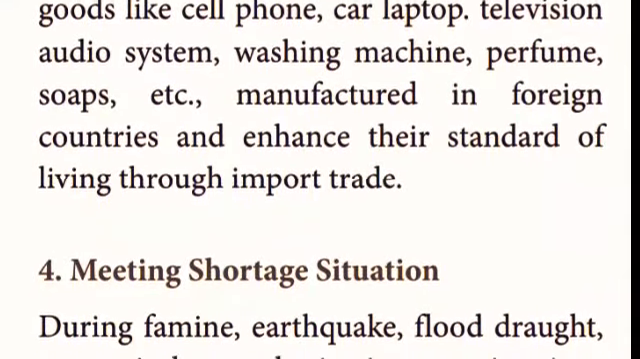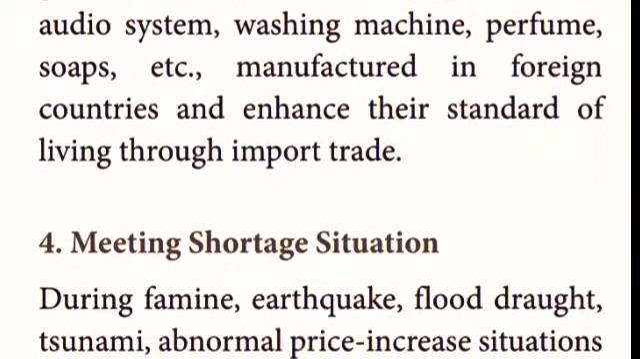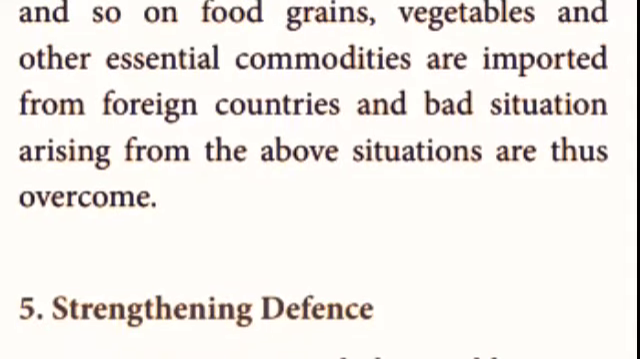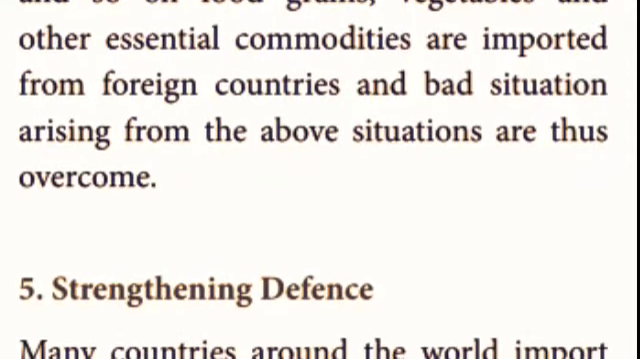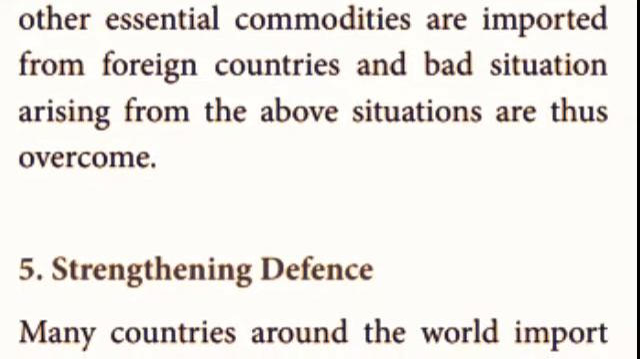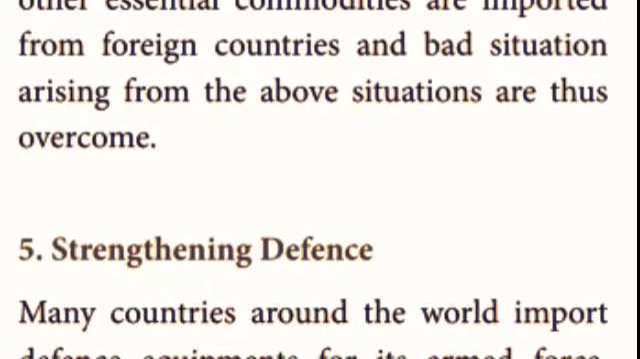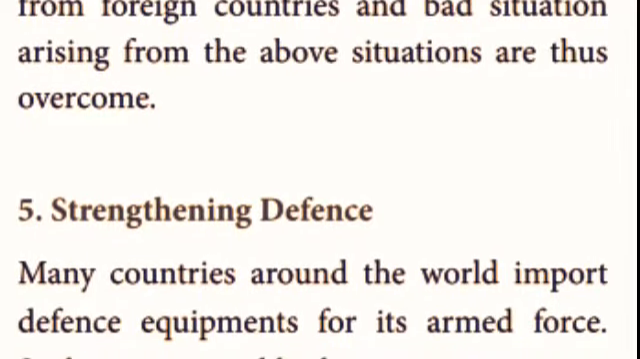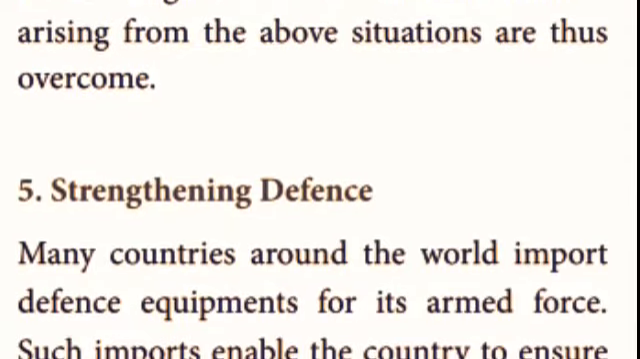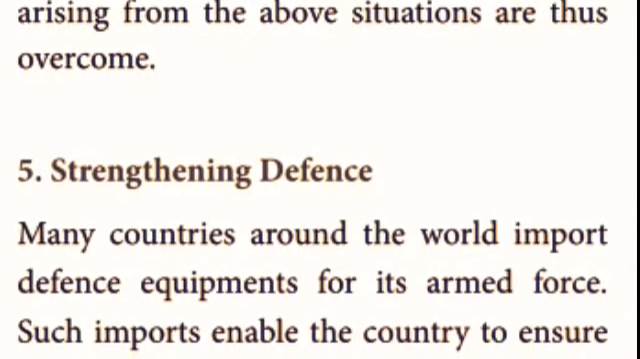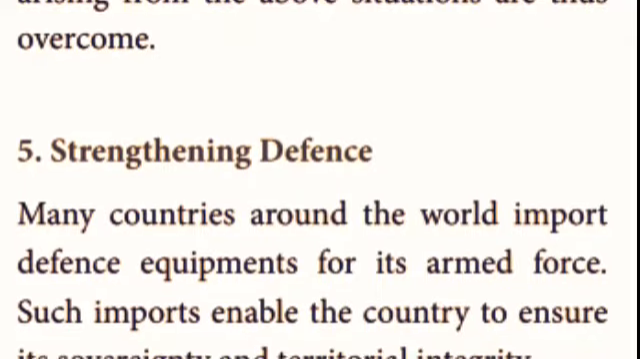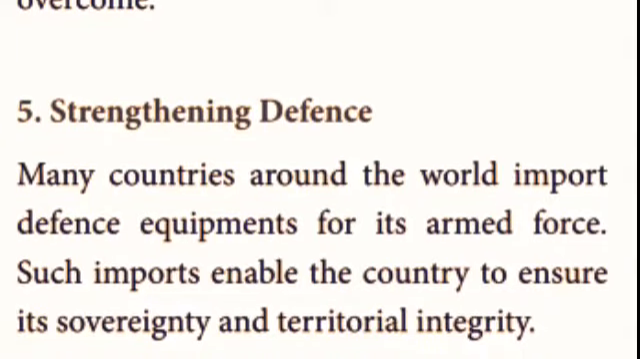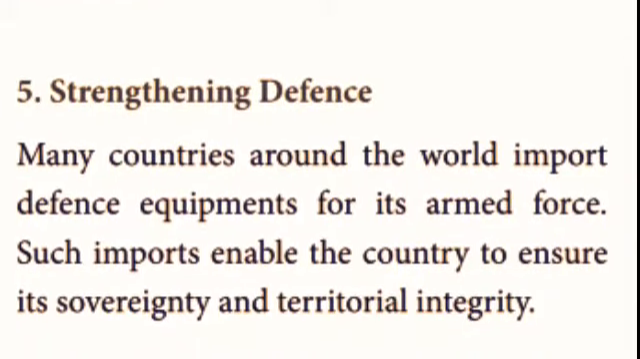Next one, meeting the shortage situation during a famine, earthquake, flood, drought, tsunami, abnormal price increases, and so on. Food grains, vegetables and other essential commodities are imported from foreign countries, and the bad situation arising from the above is thus overcome, children. In some cases we get food or other things from a foreign country at the time of a natural disaster. If we face a flood or earthquake and do not have that much product, we can automatically get it from another country.